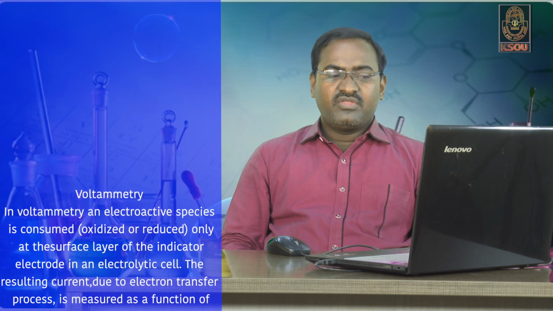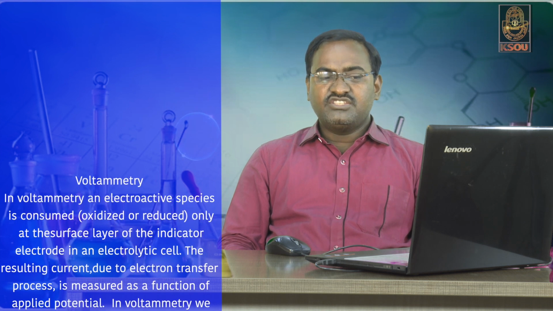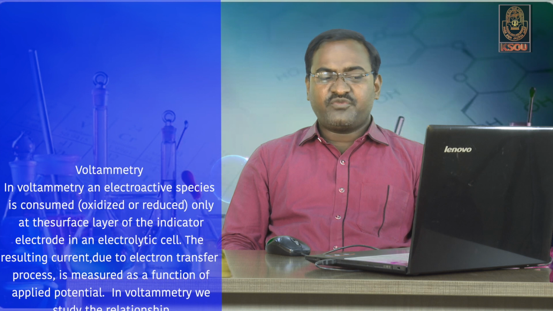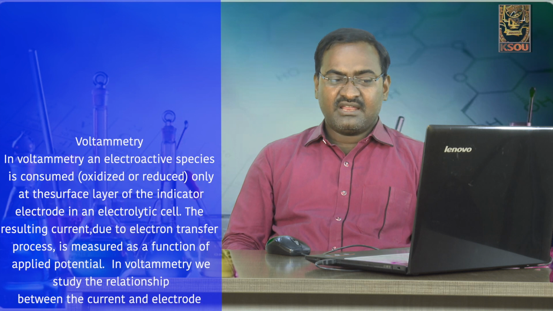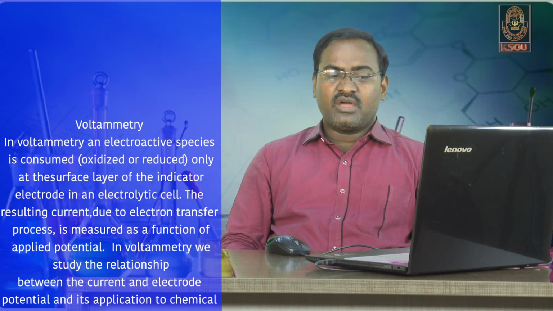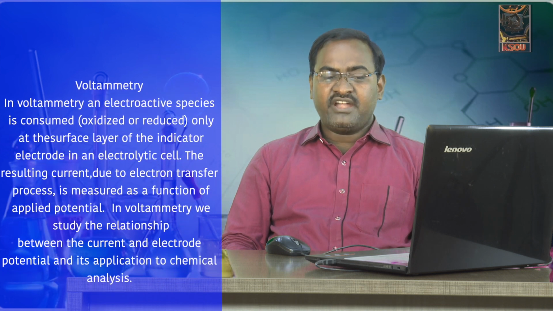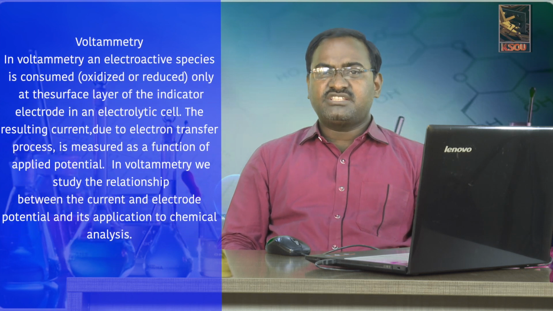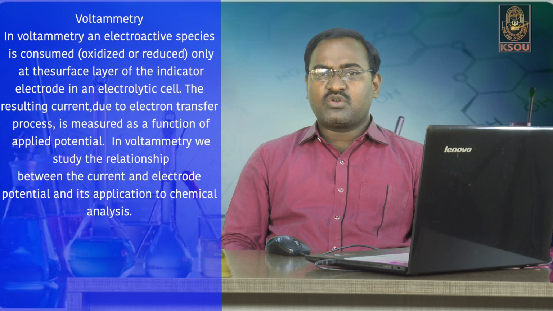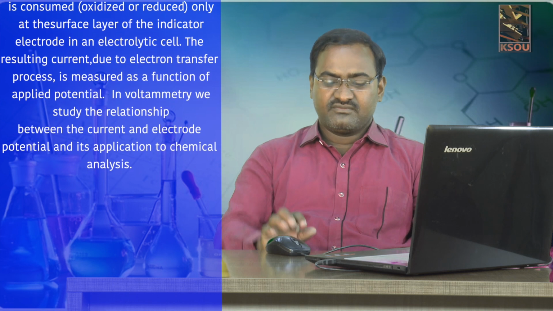Next instrument, voltammetry. In voltammetry, an electroactive species is consumed only at the surface layer of the indicator electrode in an electrolytic cell. The resulting current due to the electron transfer process is measured as a function of applied potential. In voltammetry, we study the relationship between the current and electrode potential and its applications to chemical analysis.